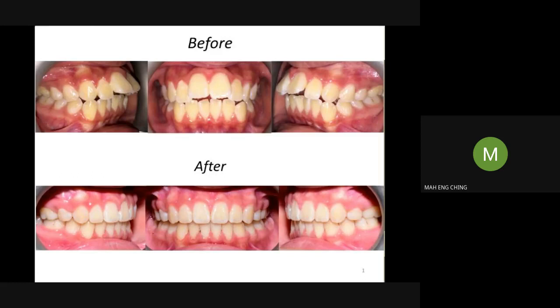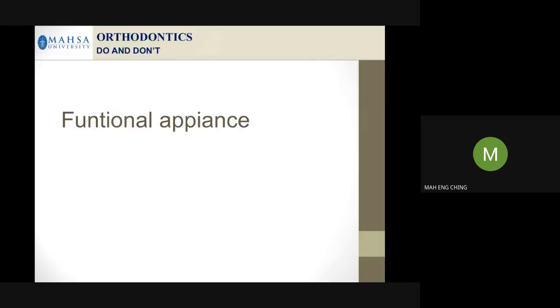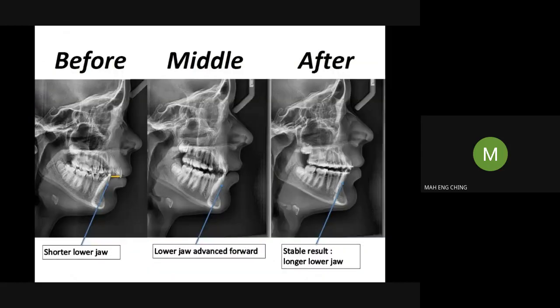Okay, this one, open bite. We're going to extrude the upper incisor and lower incisor a little bit. Okay, functional. So you see, functional is doing the same thing. It might tip the upper incisor back.